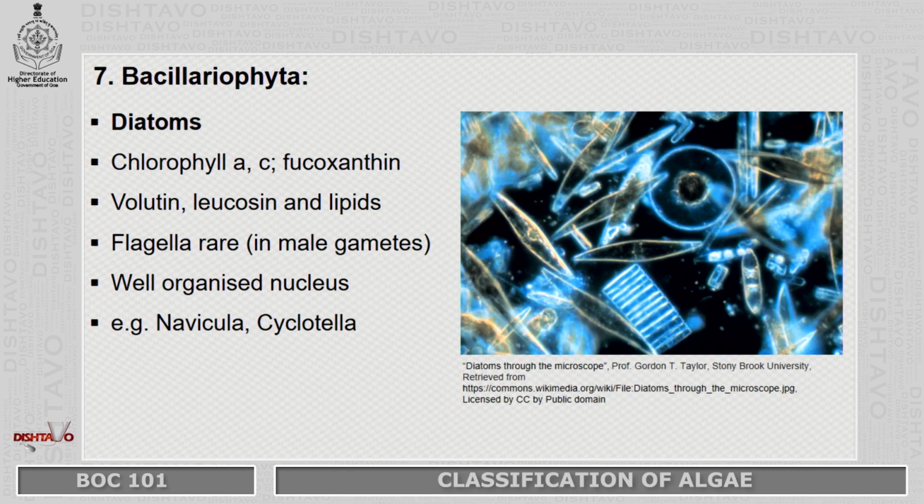The seventh division is Bacillariophyta, a very well known group. They are called diatoms, and chlorophyll A, C and fucoxanthin are the major pigments. The stored food material is leucosin and lipids. Flagella are very rarely present, or if at all they are present only in the male gametes during the reproductive stage. The best examples are Navicula and Cyclotella.